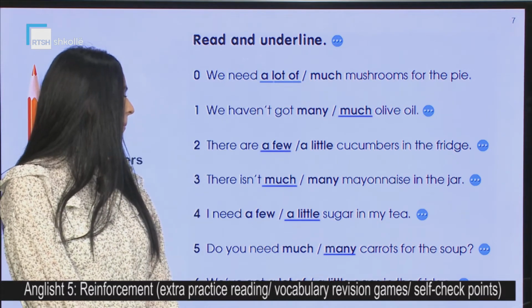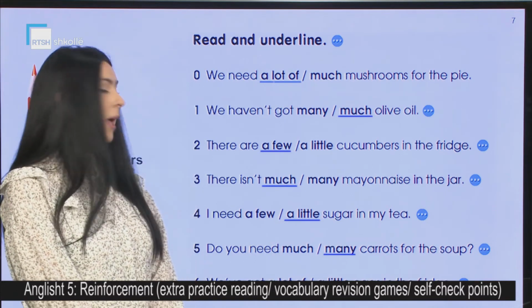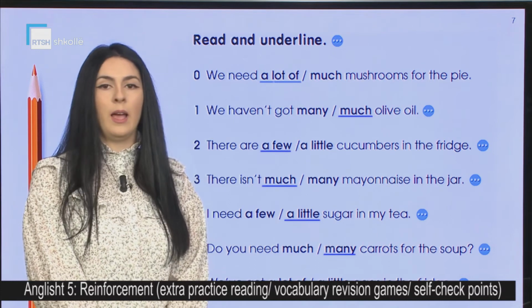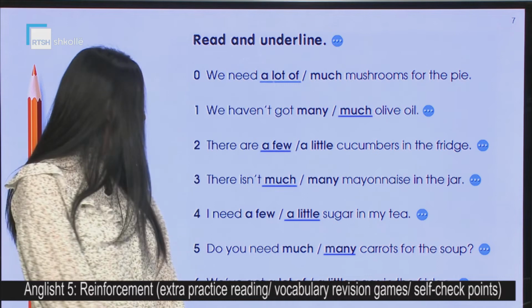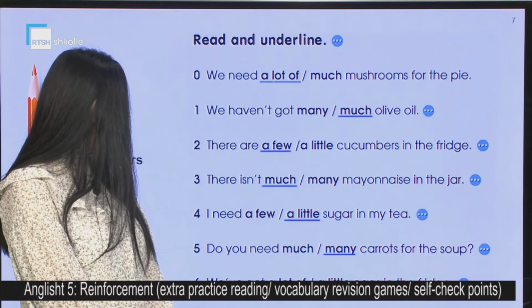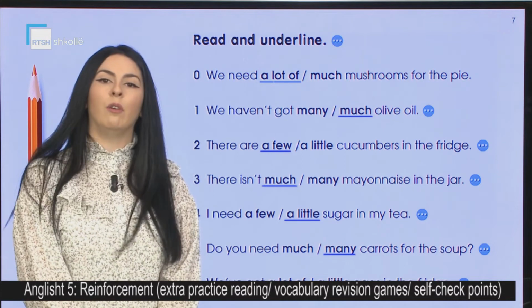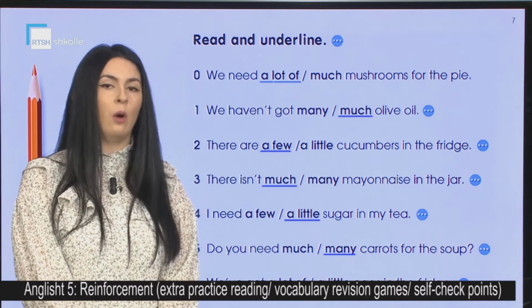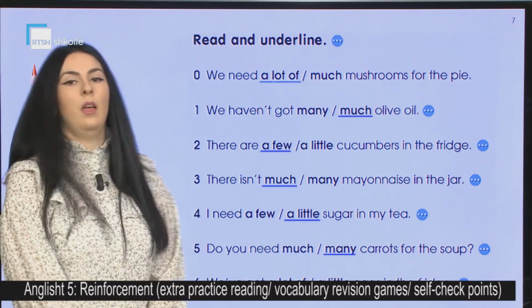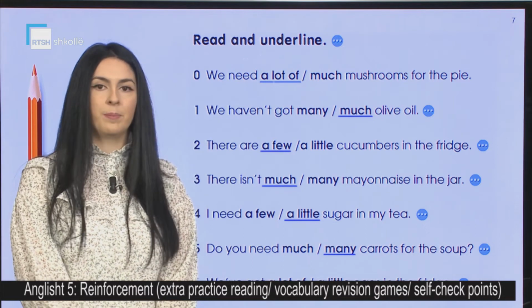Do you need much or many carrots for the soup? Many, of course. Why? Because carrots is a countable noun, plural form. And we've got a lot of eggs in the fridge. A lot of is the correct answer because eggs is a countable noun in plural form. I hope you guessed right also for this exercise.